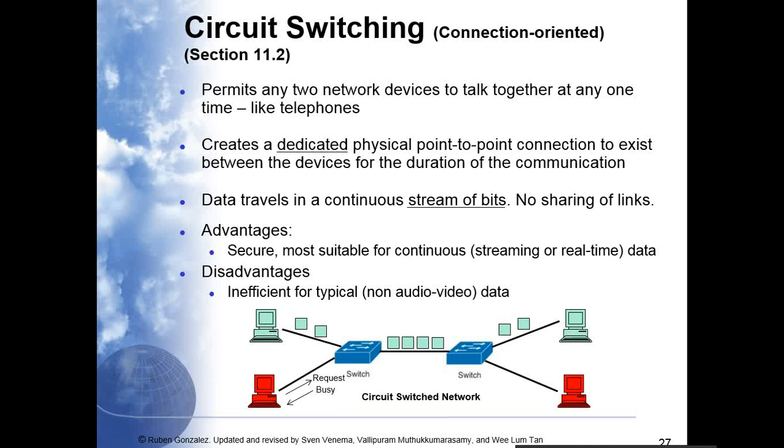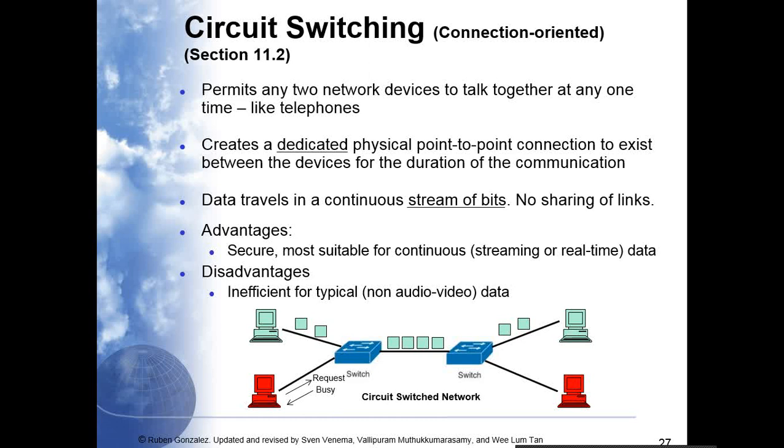The data travels in a continuous stream of bits, and that's important for a phone call because the things that you say should arrive on the other end in the same sequence that you said them. Otherwise, the language will be messed up. Right? So the advantage of this is that it's secure. It's most suitable for continuous, streaming or real-time data, like telephone calls. The disadvantage is that it's not very efficient, because there's lots of data that doesn't need to end up at the other end in the same sequence that you sent it. It's important for a phone call, right, because you need to understand the other person.